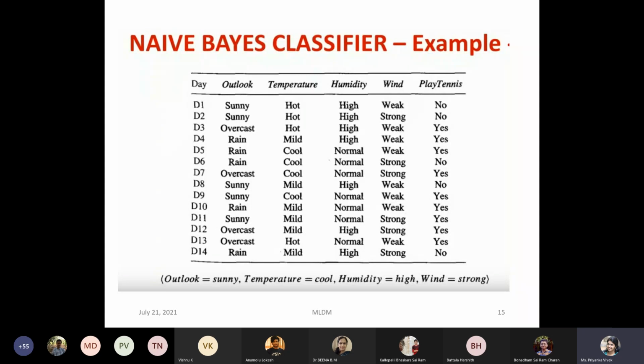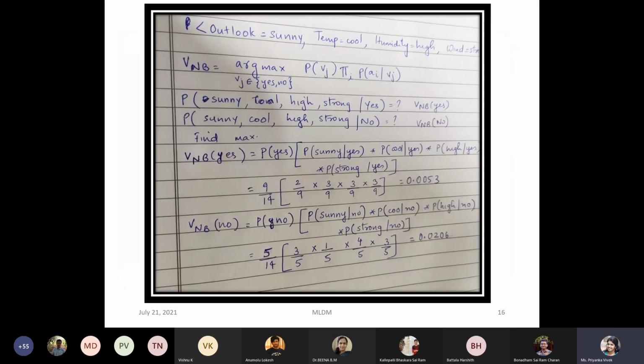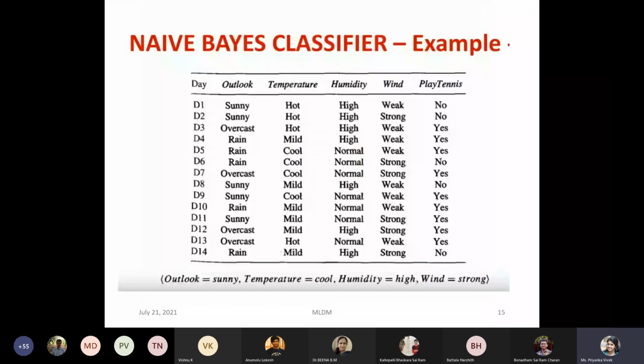We need to predict the label, that is whether play tennis would be yes or no, based on our naive Bayes classifier. Can you make a guess if you have not learned naive Bayes? If you have already learned it, of course you would know. Given the data set, we are trying to predict whether it would be yes or no. So first we will be finding the probability of play tennis equal to yes given this instance, and the same way the probability of no given this instance.